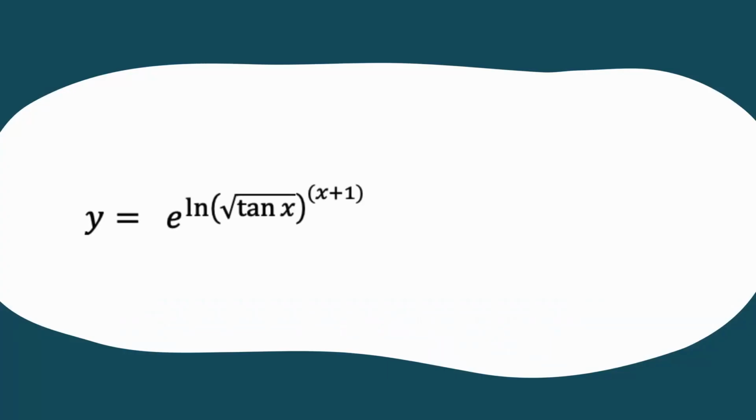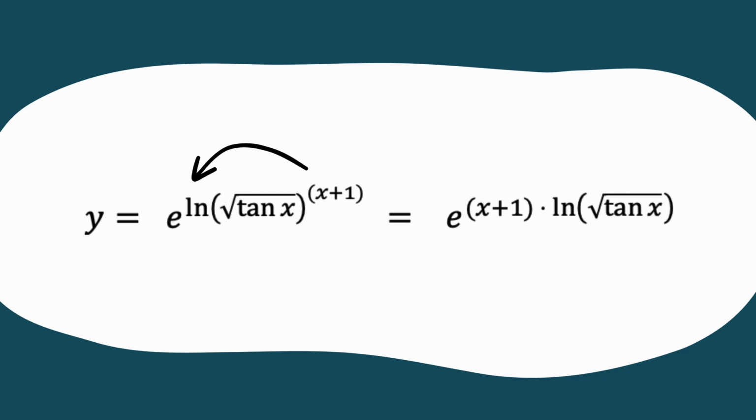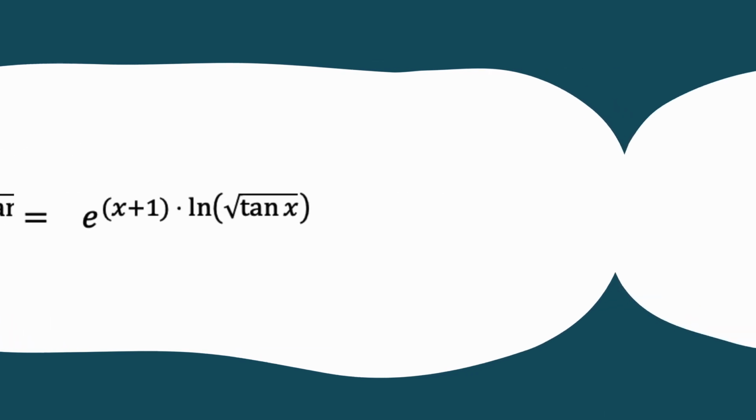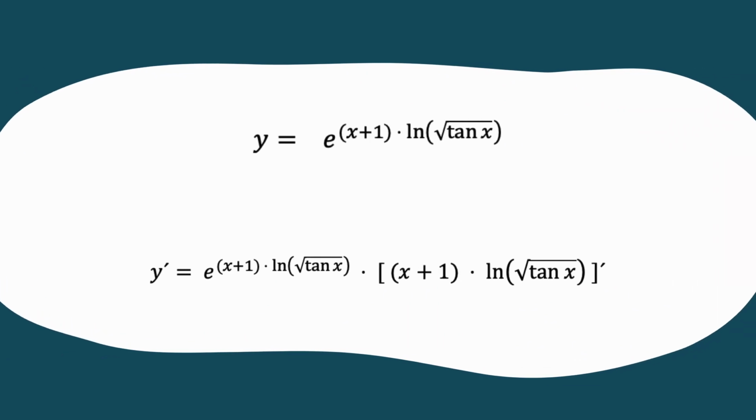Coming back to our problem, we can apply one of the rules for logarithms by putting x plus 1, our exponent, in front. We're now ready to begin differentiating our function. We're using the chain rule once more. Our outside function is e, so the derivative remains the same, and we can simply copy our original function. Next, we multiply that by the derivative of our inside function, which is this entire expression.